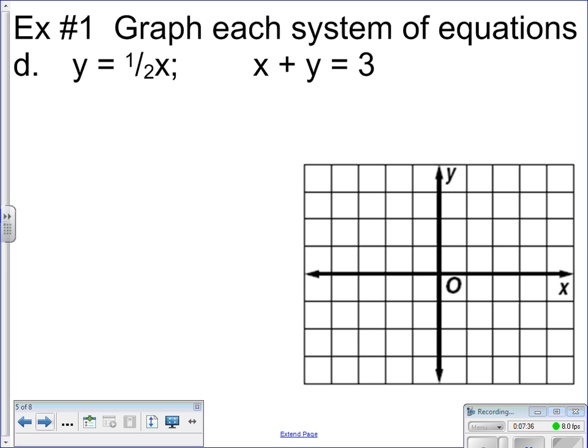All right, D. y equals mx plus b. Notice there's no b at the end, so that's 0. So we might as well put a point at 0.